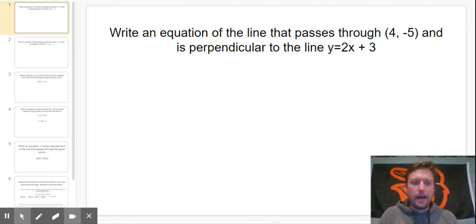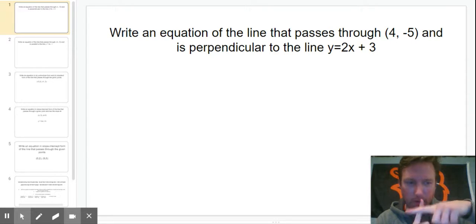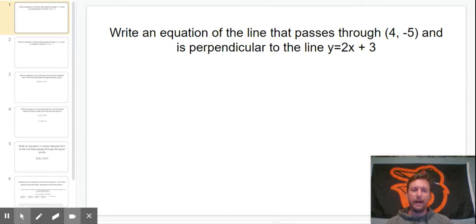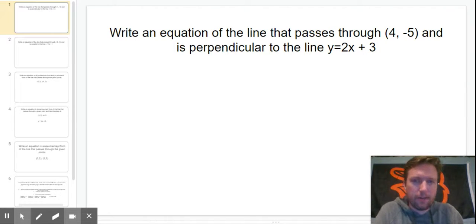Now, parallel lines are lines that never cross. They do not intersect. Perpendicular lines are, if you said lines that intersect to form a 90-degree angle, you would be correct. So what we're going to do is work on writing equations of lines that pass through certain points and make a perpendicular line.